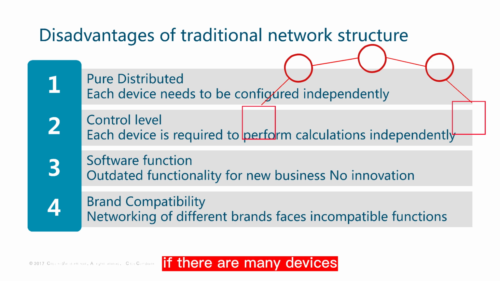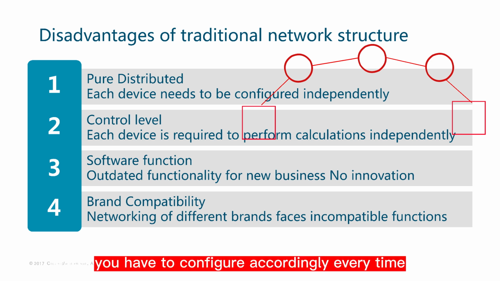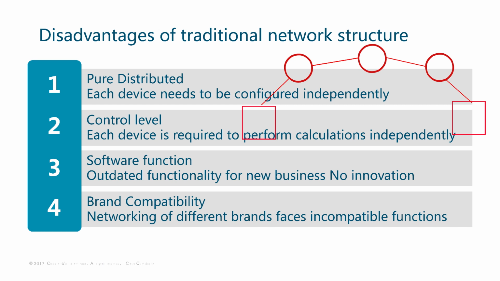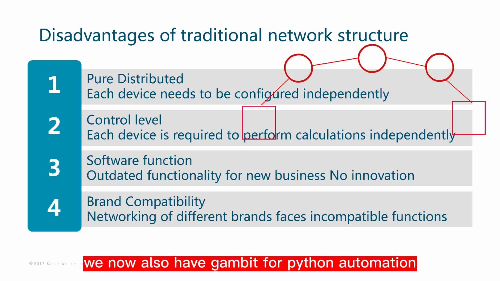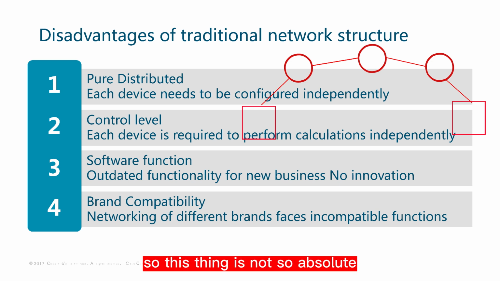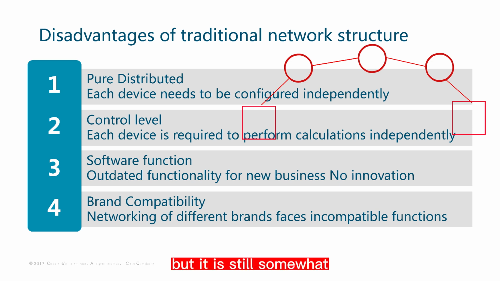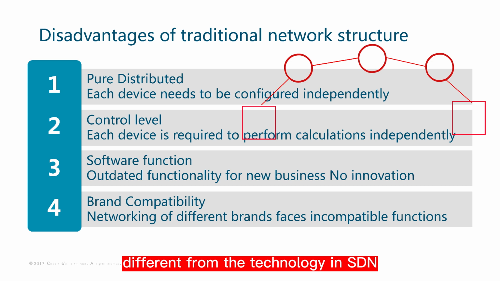If there are many devices, you have to configure accordingly every time. Independent configuration for each device, especially for projects. Of course, we now also have Gambit for Python automation. So this thing is not so absolute, but it is still somewhat different from the technology in SDN.